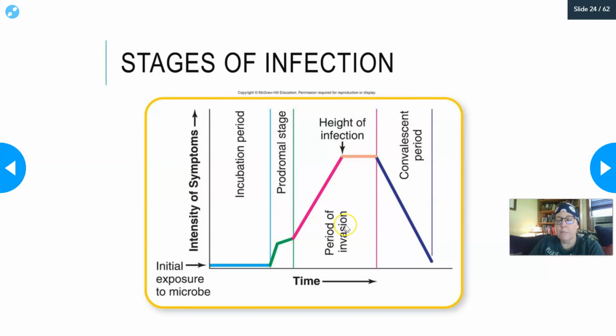And so my husband actually had coronavirus, and we think that his incubation period was only a couple of days, 2-3 days. And it was just one day he's like, ugh, I'm not feeling all that great. And it wasn't long until he went into this period, and then this whole period of invasion and height of infection lasted about a week. Okay. And then, felt like crap, fever, body aches. He just really wasn't feeling good.